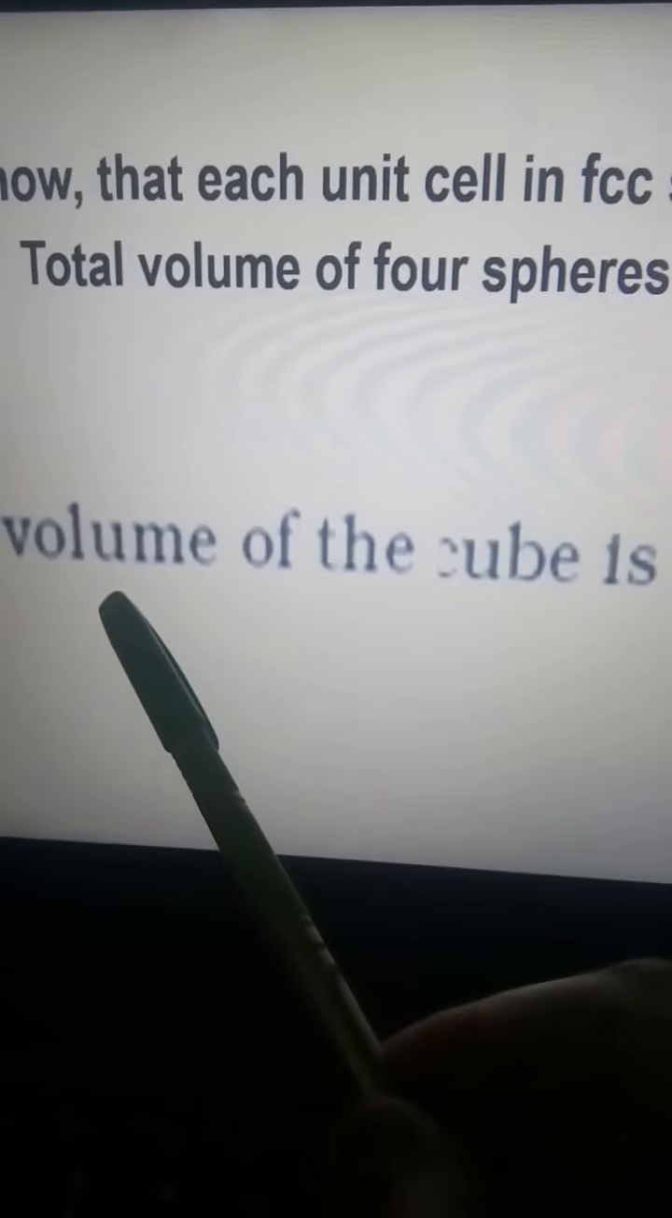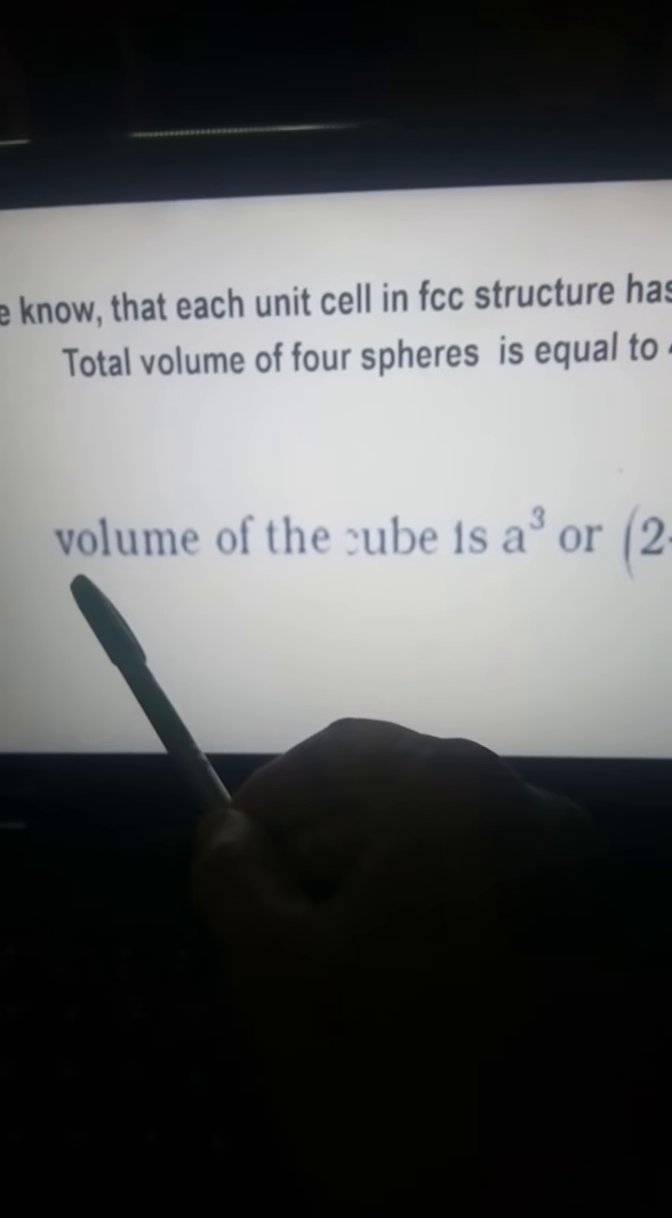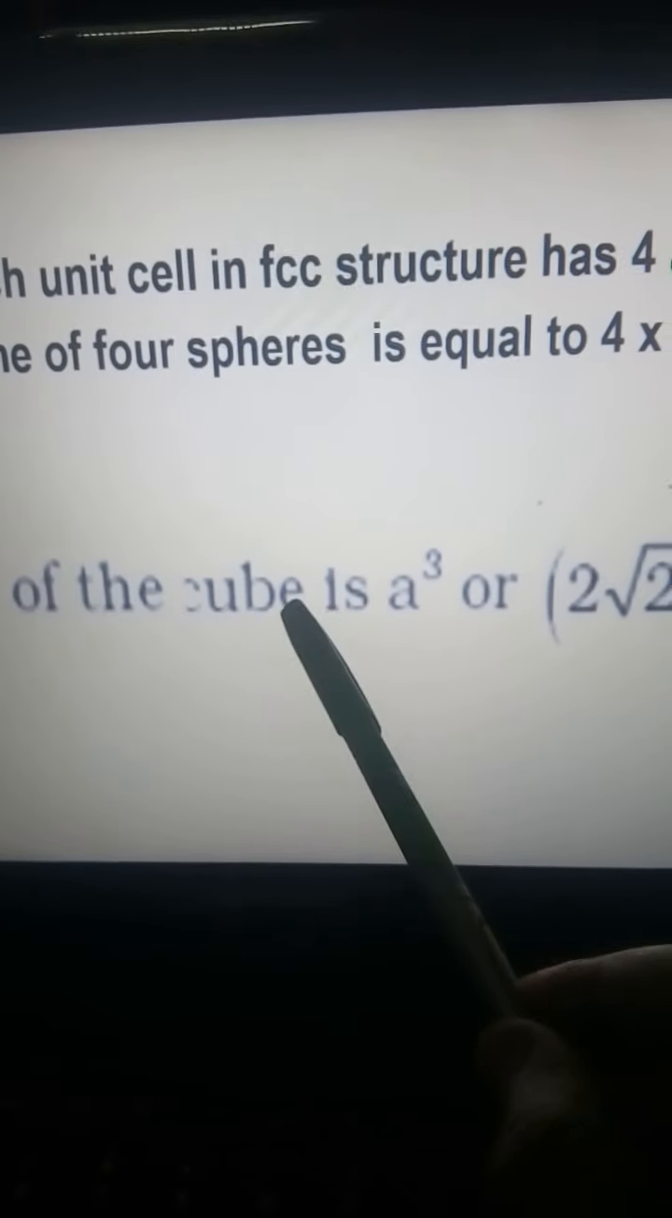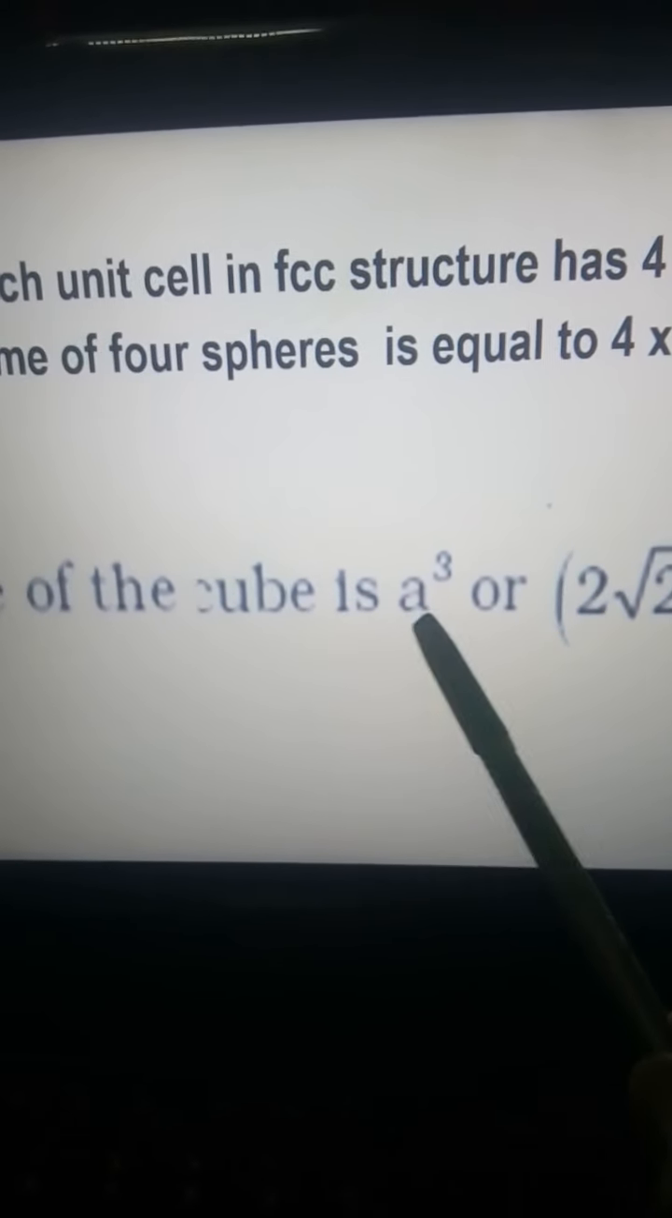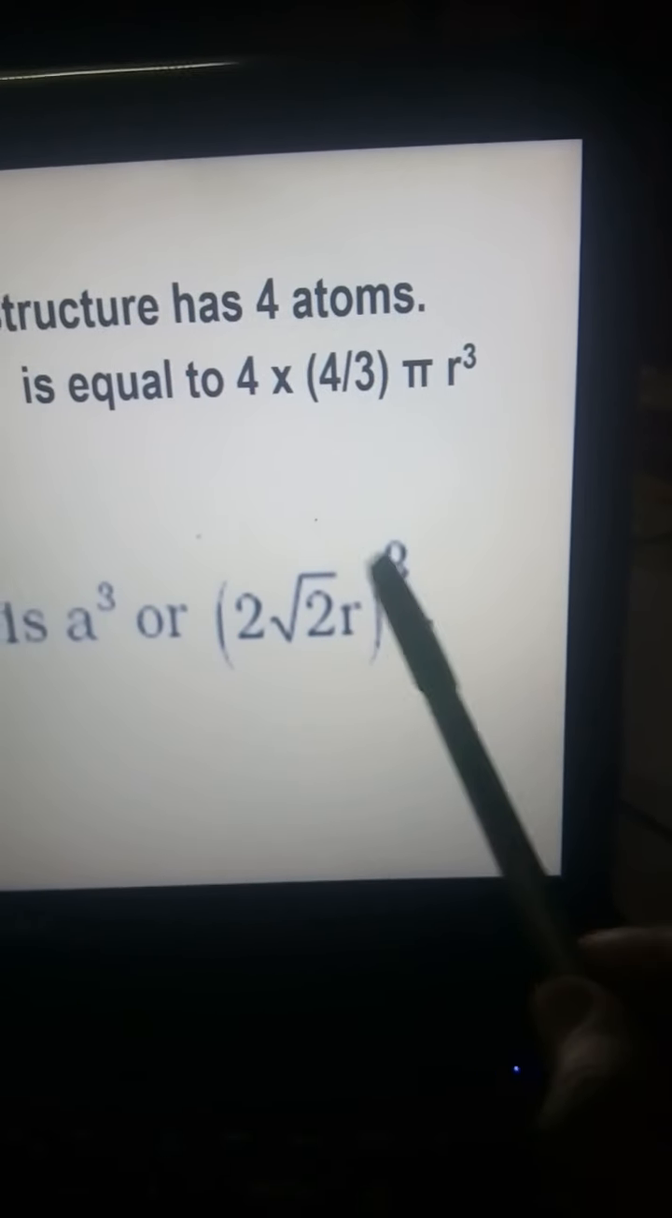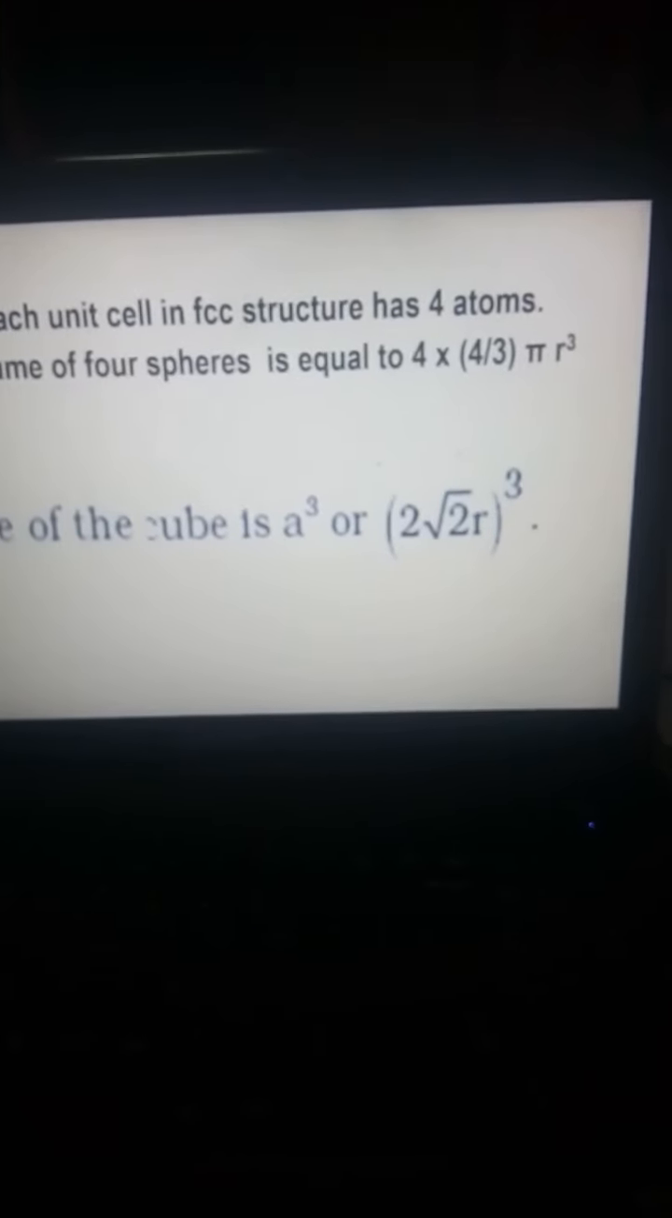And the volume of the cube is a cube, where a is the side of the cube, or a is equal to 2 root 2 r, that whole cube. So that means the volume of the cube is a cube, or 2 root 2 r whole cube.